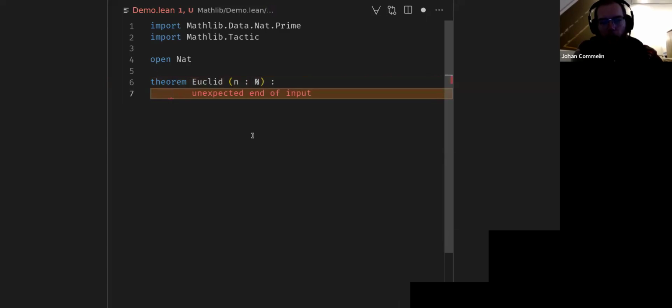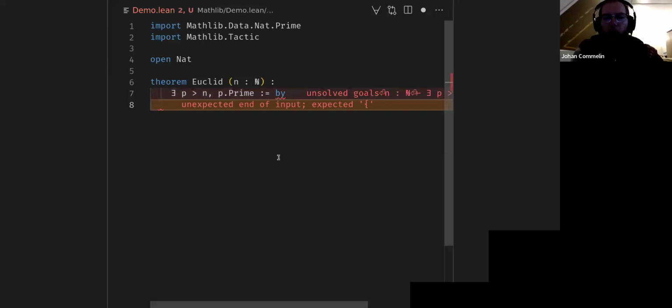And now that we have this natural number n, we're going to make a claim. We're going to say there exists a p greater than n such that p is prime. And so what this is saying is that there are infinitely many prime numbers. Okay. Then we write down colon equals, and now we have to give a proof. And so Lean is complaining. It says unexpected end of input because it's expecting a proof and we didn't give a proof. And so we write down by to say, well, we're going to prove this by the following steps.